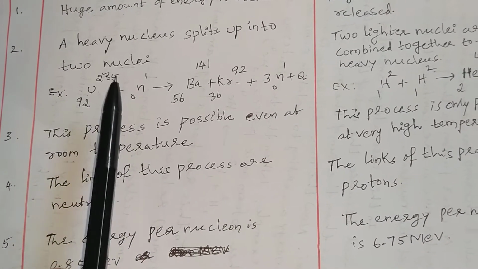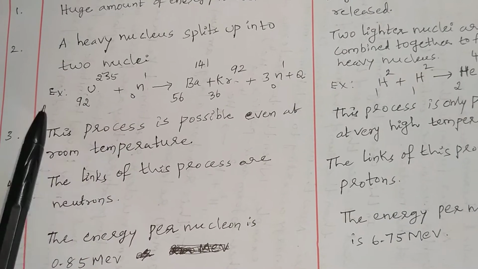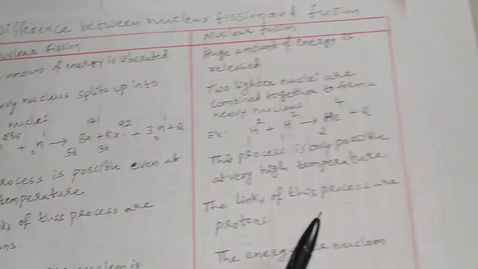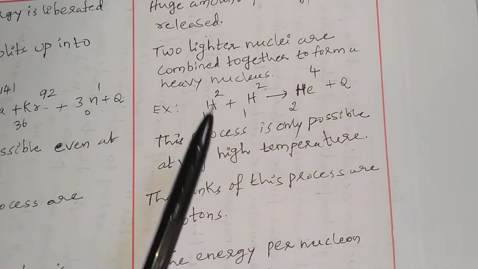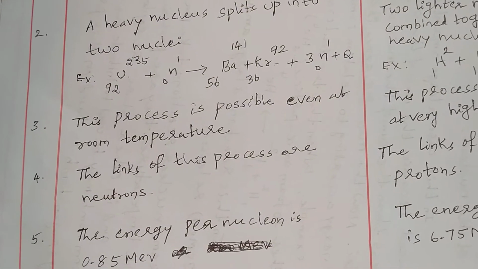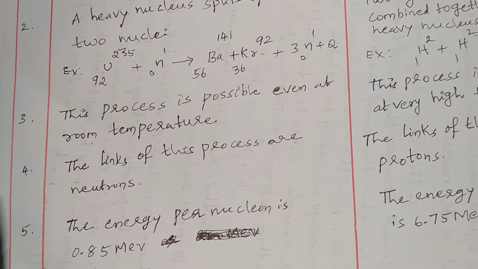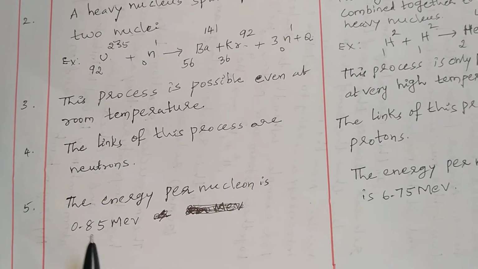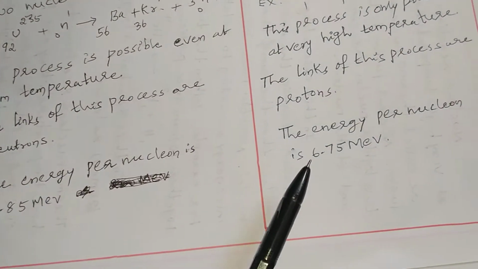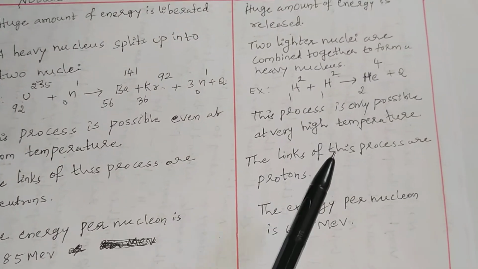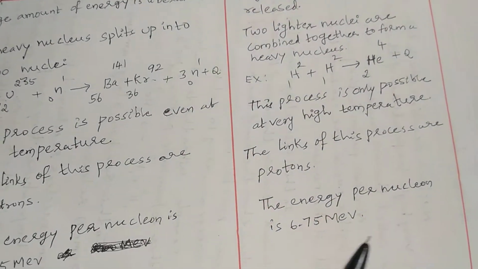In this process the initiators are neutrons. When neutrons bombard the uranium nucleus, it splits. Here, the initiators of this process are protons. Without protons, the process doesn't take place. In nuclear fission also, without bombardment of neutrons, the process doesn't take place. Here the energy per nucleon is 0.85 mega electron volt. Here the energy per nucleon is 6.7 mega electron volt. So in nuclear fusion, a larger amount of energy is released than in the fission process.